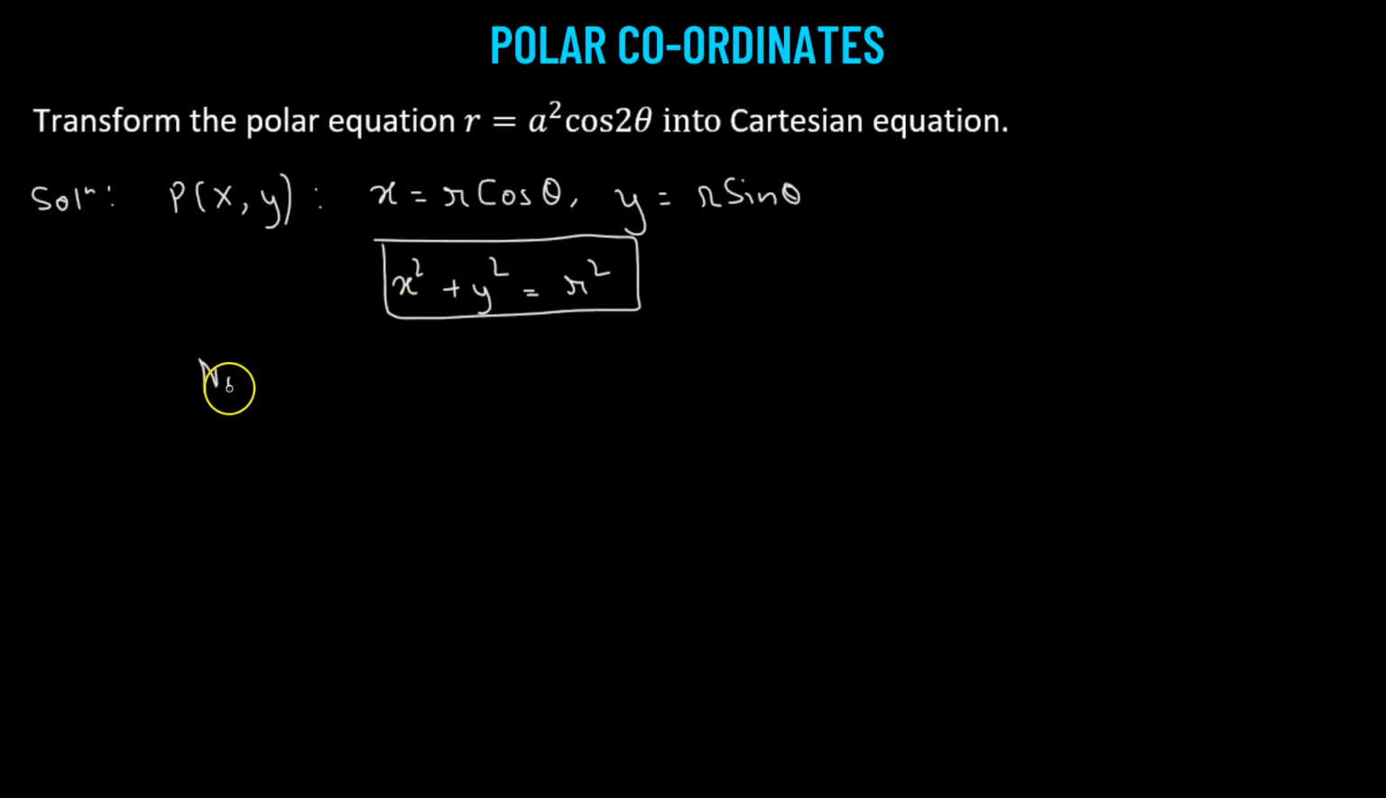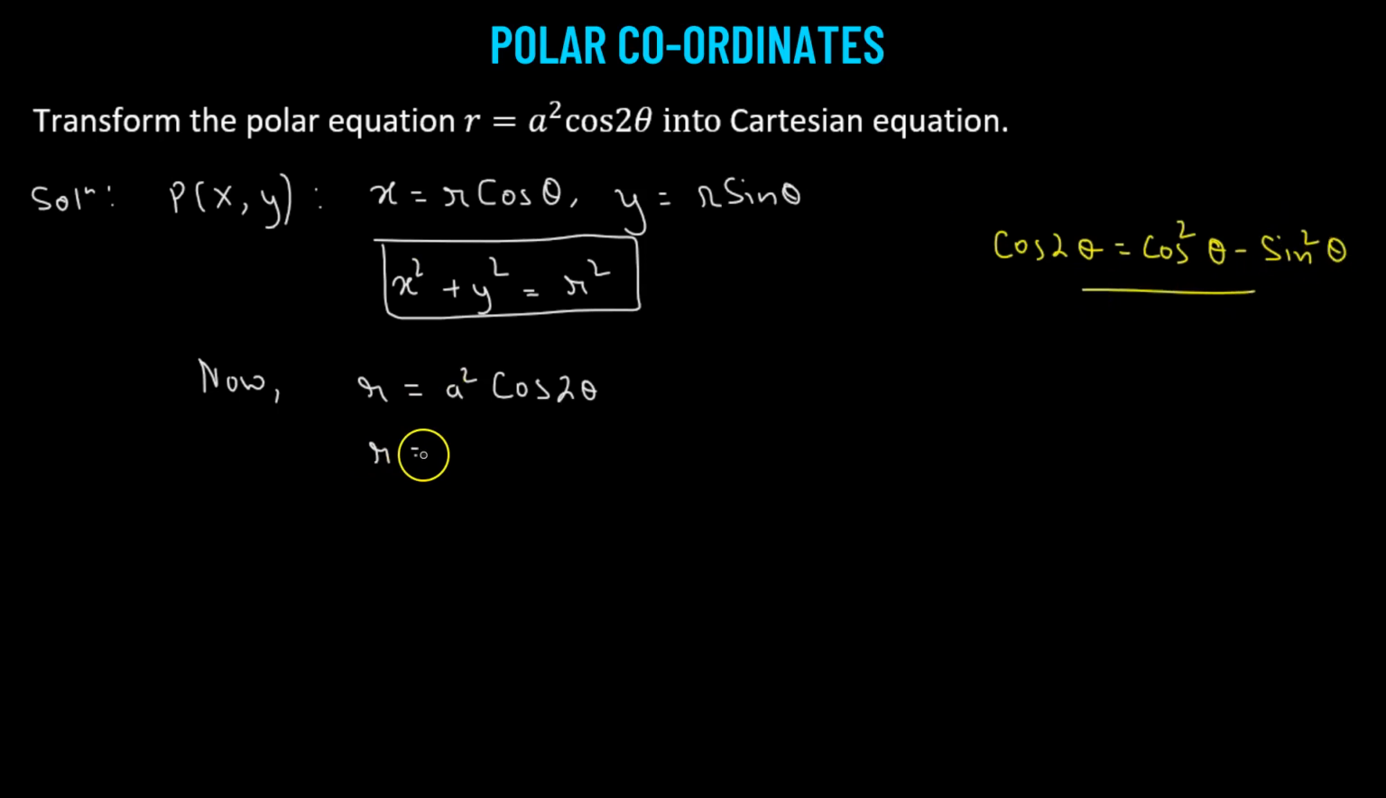Now coming to our given polar equation, which is r equals a squared times cosine 2 theta. So here we have cosine 2 theta on the right hand side. We can use the fact that cosine 2 theta is equal to cosine squared theta minus sine squared theta. That's a standard trig identity. So let's use that. We get r equals a squared multiplied by cosine squared theta minus sine squared theta.